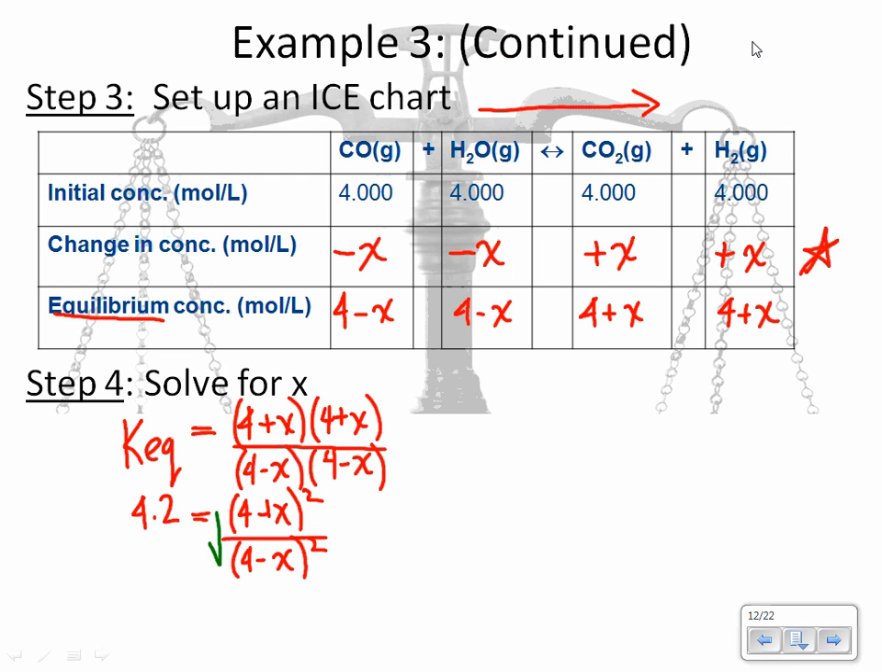So I can start off by taking the square root of both sides, and what that does is it gets rid of these two squares. So if I have the square root of 4.2, that equals (4 plus x) divided by (4 minus x). Then I cross multiply, and it's a lot easier to solve for x. I'm not going to take you through all the mathematical steps here because this is chemistry class, not math class. But basically, you can times the square root of 4.2 times (4 minus x), and then rearrange and solve for x, okay?